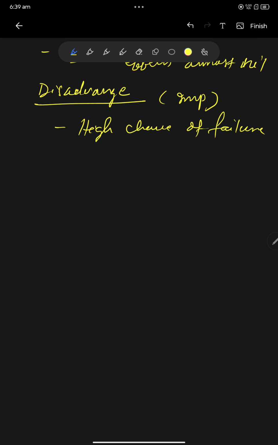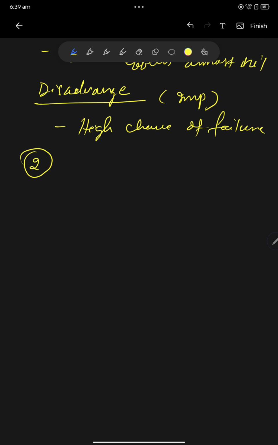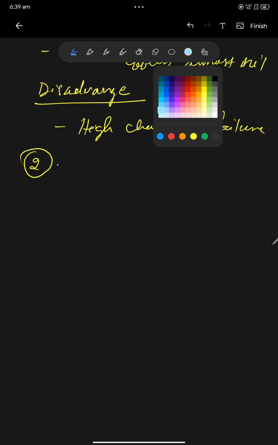Now come to the barrier method. The second one is the barrier method.